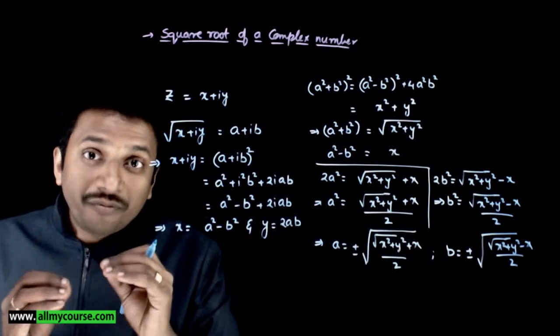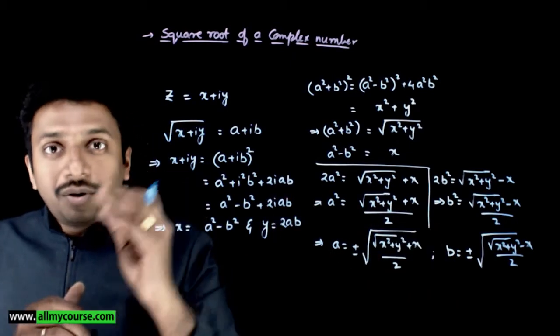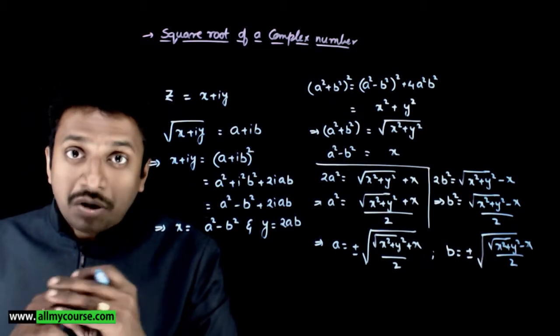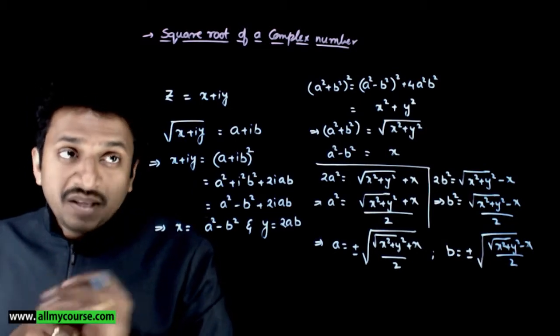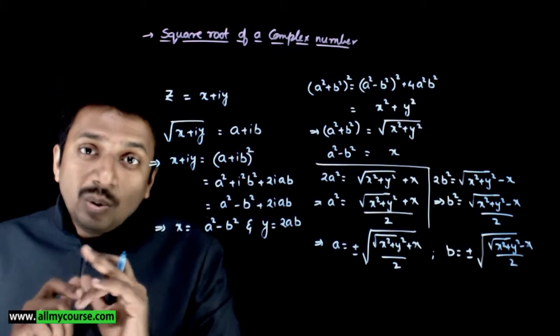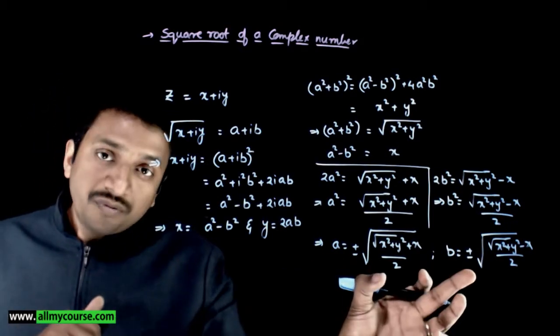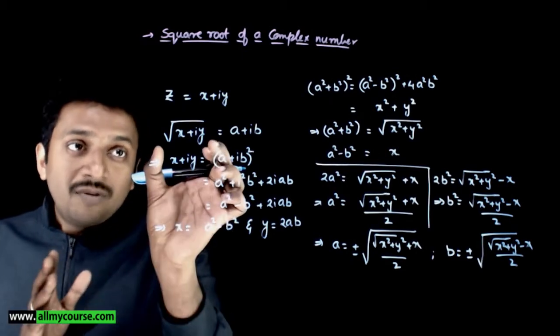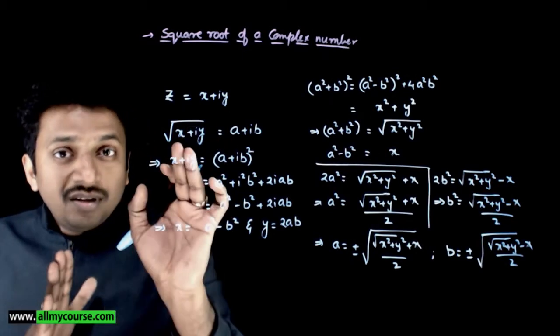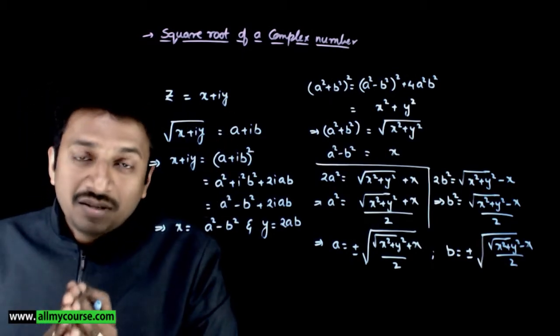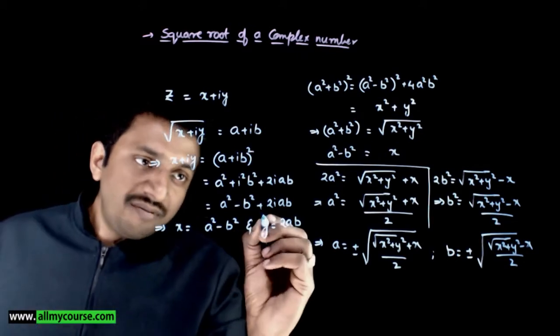So you have a total of 4 different answers for square root of x plus iy, which cannot happen because you can only have 2 square roots for a given number. So out of these 4, only 2 of them will satisfy root of x plus iy. So how do I find it? I find it from this equation.